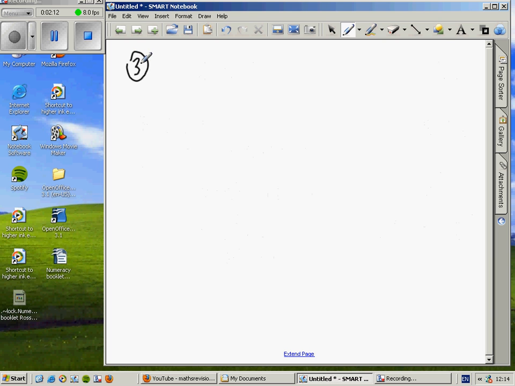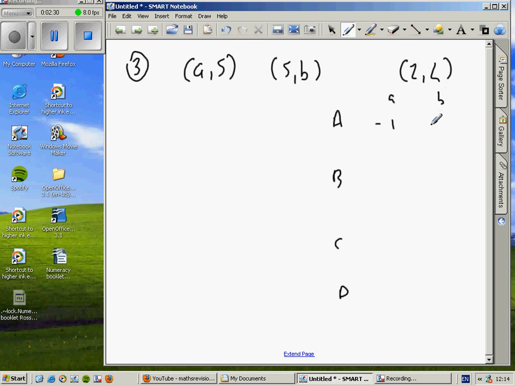Question 3. The midpoint of the line joining A(a, 5) and B(5, b) is (2, 4). What are the values of a and b? And the options are given. A, a is -1 and b is -1. B, a is -1 and b is 3. C, a is -3, b is 3. And finally D, a is 1 and b is -3.